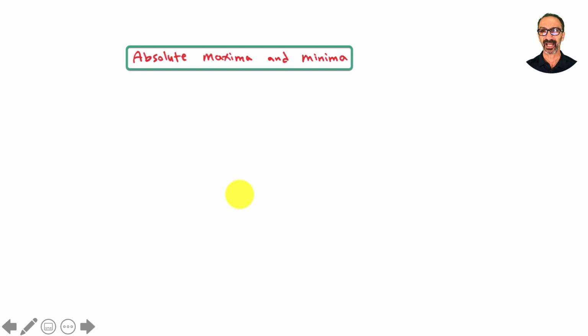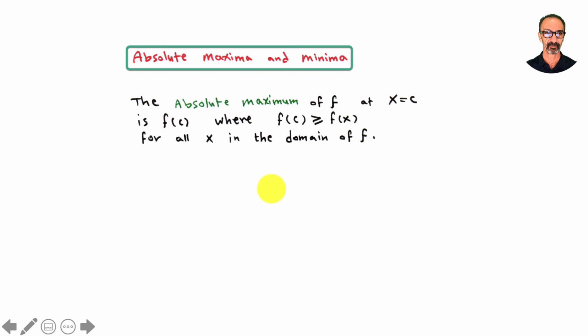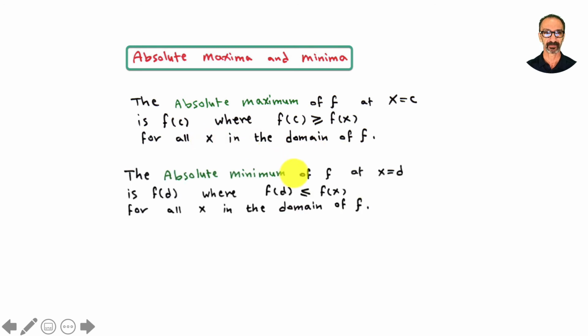Now let's talk about absolute value, absolute maximum and absolute minimum. The absolute maximum of f at x equals c is its output, f of c, where f of c is greater than or equal to f of x for all x in the domain. So it's the max. Nothing is higher in value than the value of f of c. It's the greatest. F of c is greater than or equal to f of x for all x.